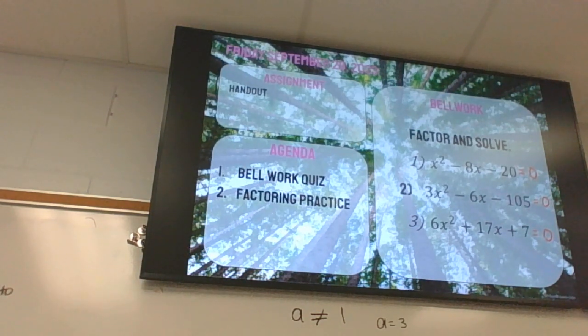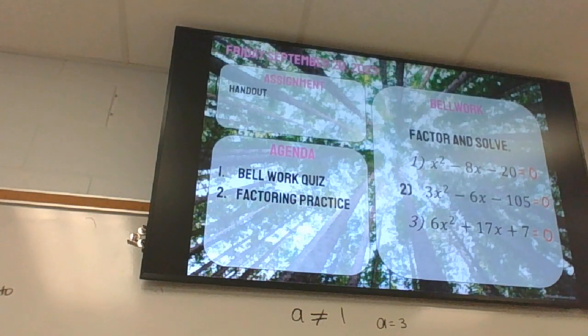So what you're seeing is a progression of difficulty in factoring. Number 1, we talked about just yesterday. It's a quadratic. A equals 1, B is -8, and C is -20. So it's like a little riddle. You need to find numbers that will multiply to the C value, -20, and add to the B value, -8. Remember, multiply to C and add to B.